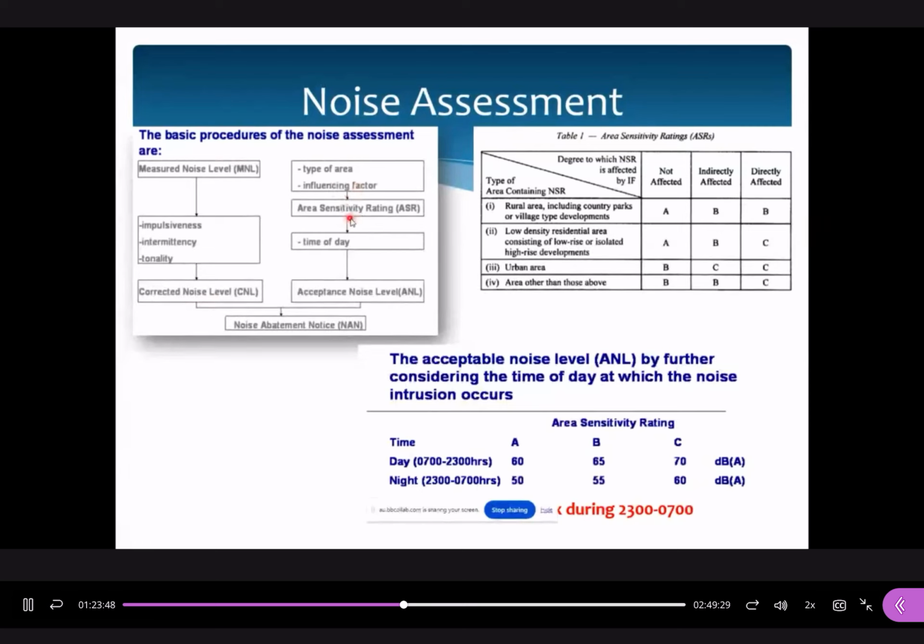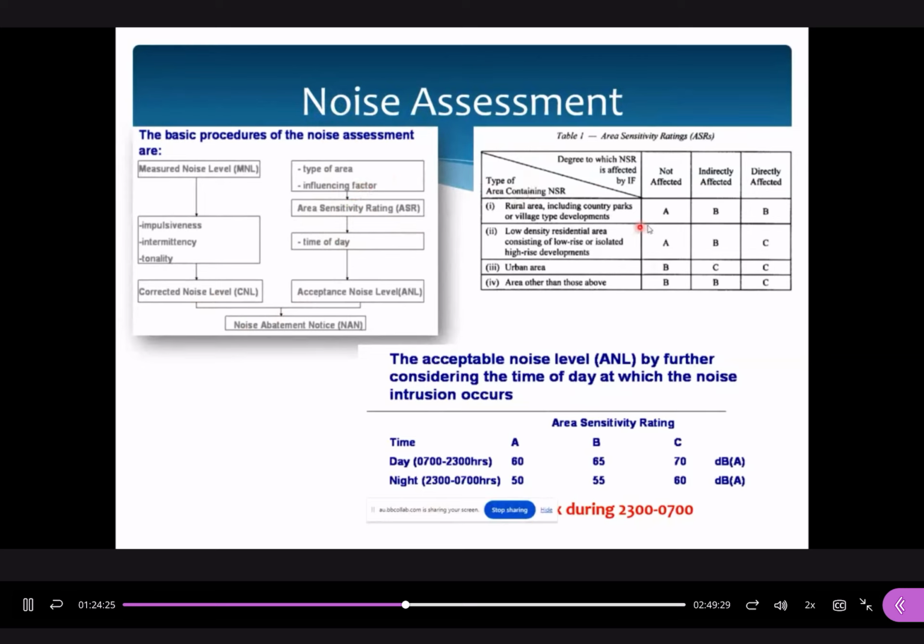What is ASR? Area sensitivity rating. Any buildings, no matter whether this is an educational building like ours, domestic buildings, or office buildings, we can classify them as areas. They have an area sensitivity rating, ASR. And the time of day is that. Okay, I'll repeat again here. On the other side, we need to consider the types of area and then the influencing factor.